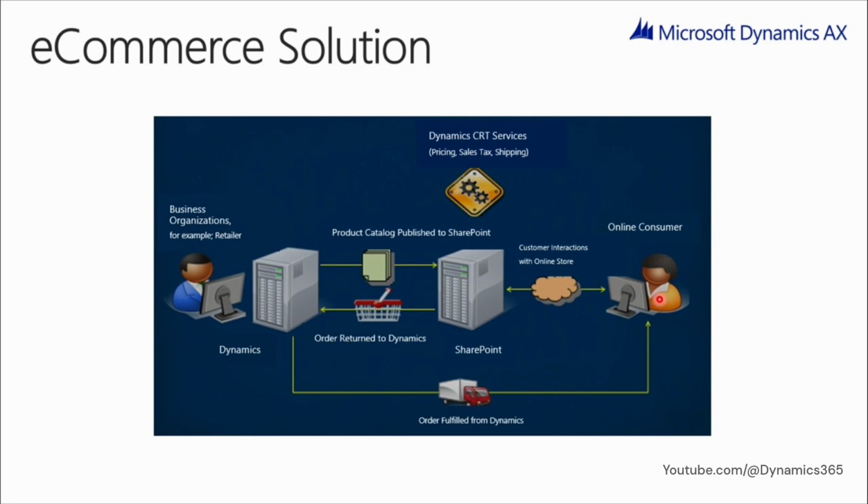When he places an order, the checkout process will also include the pricing, tax calculations, shipping cost, and all these details will be passed from the online store to SharePoint, and from SharePoint to Dynamics AX through the Dynamics CRT Services. So after the order has been placed in the online store, it is returned to Dynamics AX for the fulfillment and processing. Finally, after the fulfillment of the order, it is delivered to the online shopper through the order fulfillment modules of Dynamics AX. Now let's take a look at the e-commerce solution highlights.